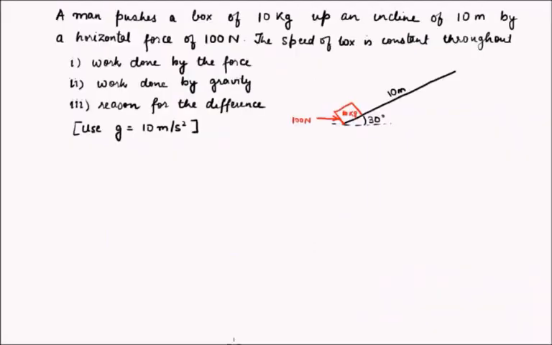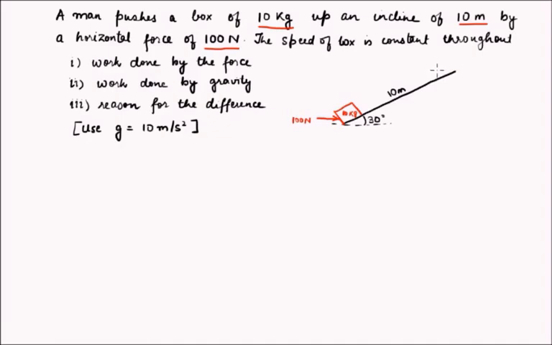This numerical says that a man pushes a box of 10 kg, the mass is 10 kg, up an incline of 10 meter. As shown in the picture, this is the 10-meter incline. This length is 10 meter. And a horizontal force of 100 Newton is applied on the box. The speed of the box is constant throughout, which means that the speed here is the same as the speed of the box here. There is no change in the speed of the box.